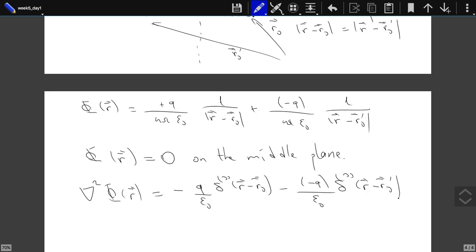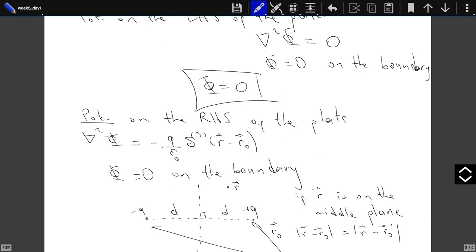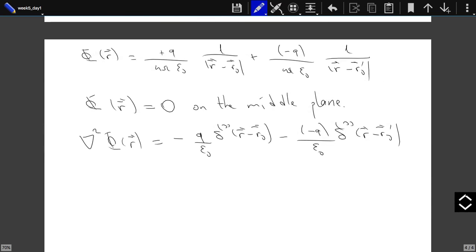Still not the solution. I mean, this phi doesn't satisfy the equation that I was looking for. Remember, I am trying to solve this equation with this boundary condition. Now, I wrote this phi, but it satisfies this equation. This is nice, this is what I wanted. This is not what I wanted.